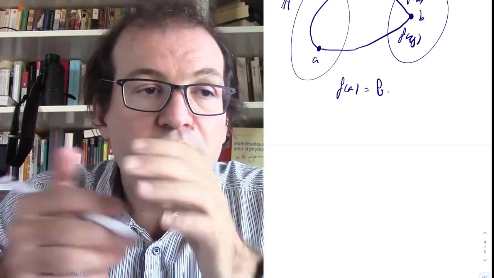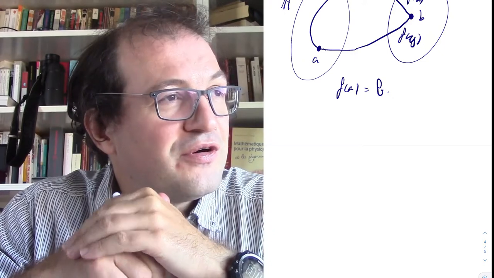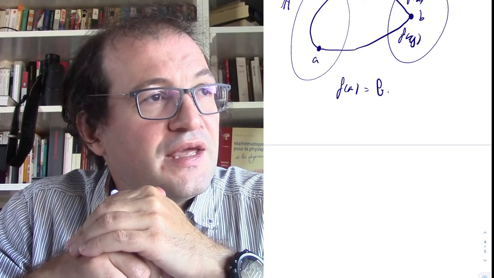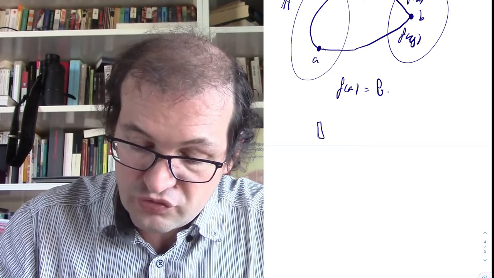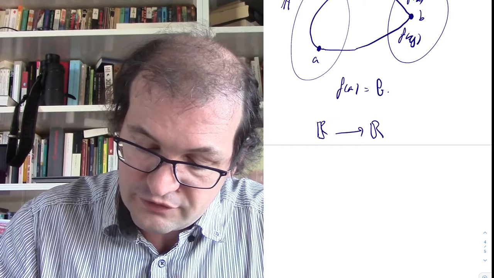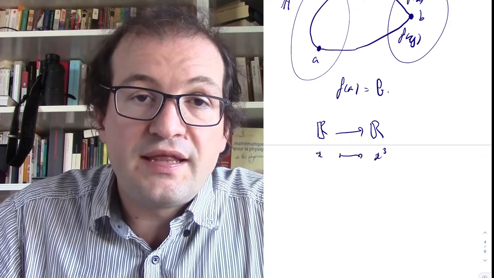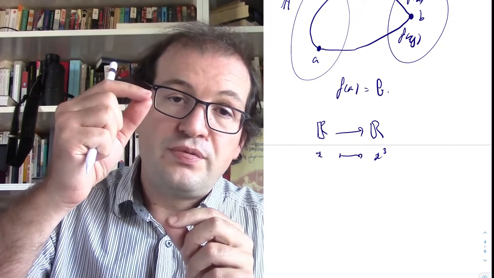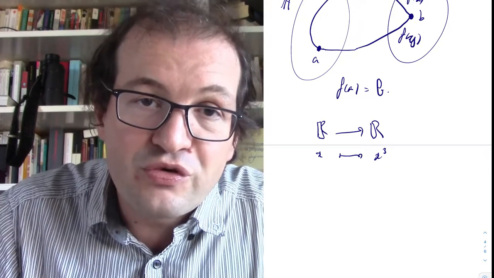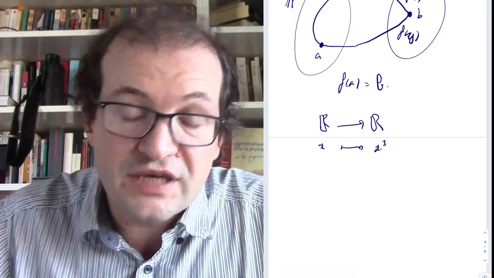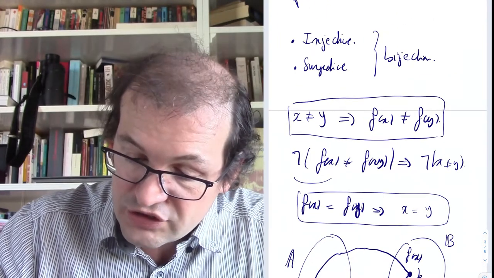So let me give you an example of an injective function. I should have thought about it before. The cube, for instance, the cube function from R to R, the function that to x associates the cube of the value. There is no way that you take two different values and get the same cubed value. Okay, I'll let you check. Instead, we are going to pass to the other property. So we did the injections here.